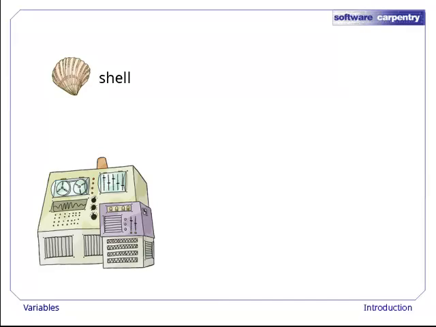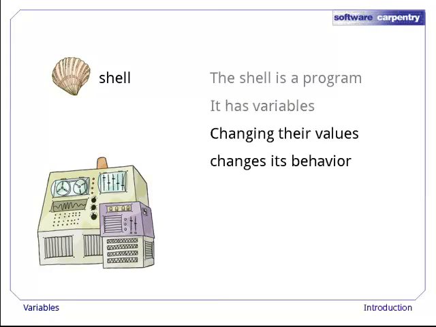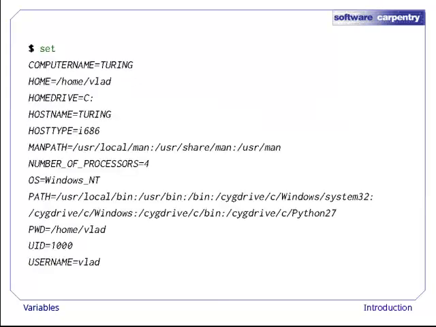As you've heard several times by now, we're looking at how to interact with a computer using a command line shell. The shell is just a program, and like other programs, it has variables. Those variables control its execution, and by changing their values, you can change how the shell and other programs behave. Let's start by running the command set and looking at some of the variables in a typical shell session.